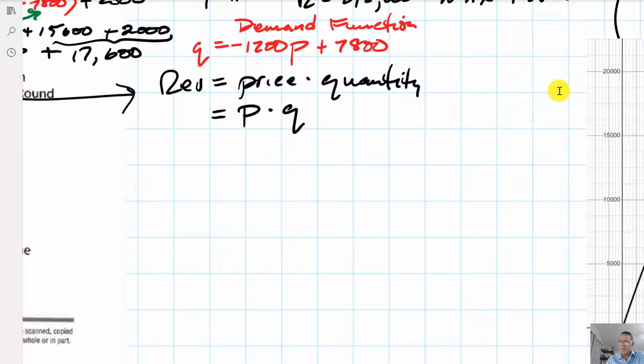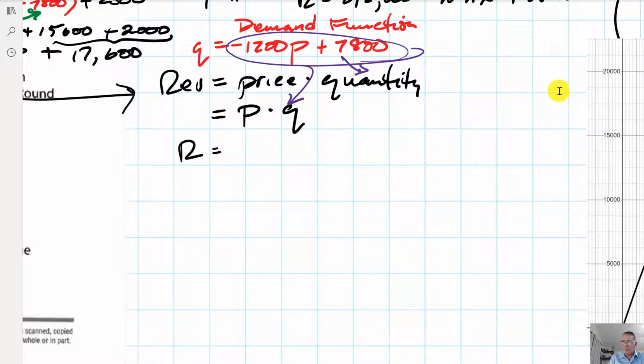So what I need to do is take this quantity here and substitute it in for the quantity, or in for Q. So let's do that. Revenue, R, is going to be equal to P times Q, but Q is equal to negative 1200 times P plus 7800 more. So you're always going to substitute your demand function into the revenue function.